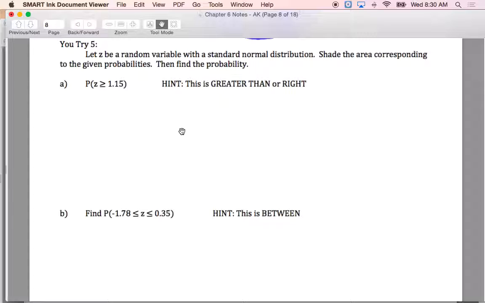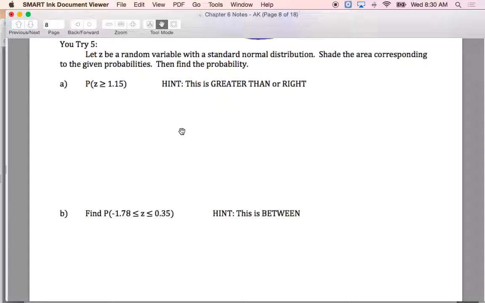Okay, I want you to try these on your own. So I have them now in the inequality form. When it says greater than or equal to or less than or equal to, it's the same thing as greater than and less than. I even have your hints to go through this. So I want you to pause this and do A and B. Okay, so you should have numbers down.